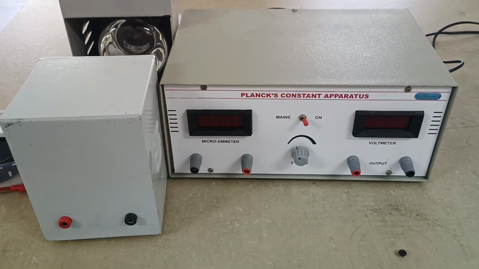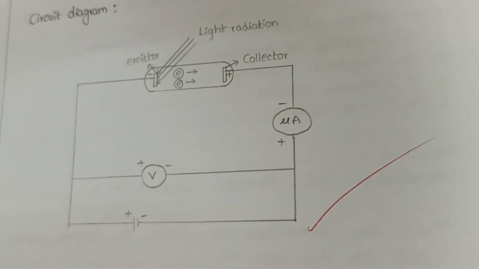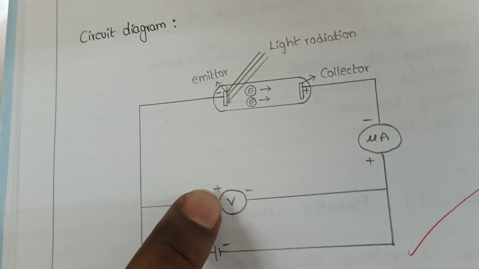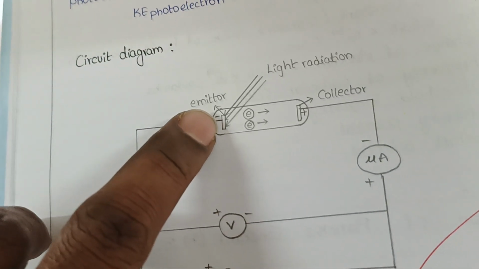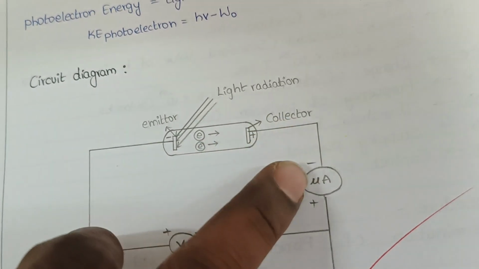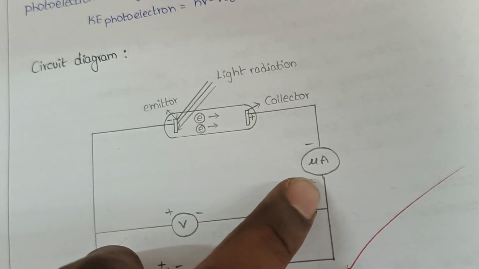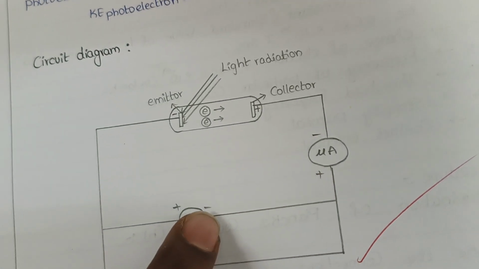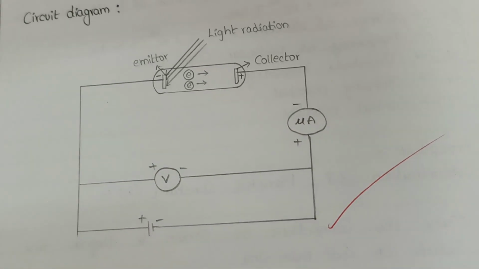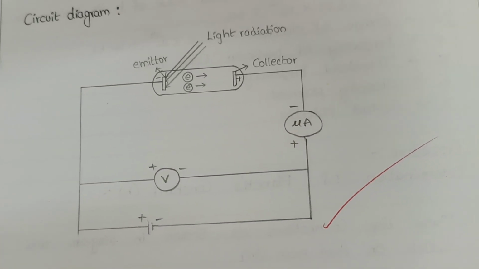Now I will show you the circuit diagram. Based on the circuit diagram, we are going to give the connections. So this is the circuit diagram. Positive terminal of the voltage is connected to negative terminal of the photosensitive metal, and the positive terminal of the photosensitive metal is connected to negative terminal of the microammeter, and the positive terminal of the microammeter is connected to negative terminal of the voltmeter.